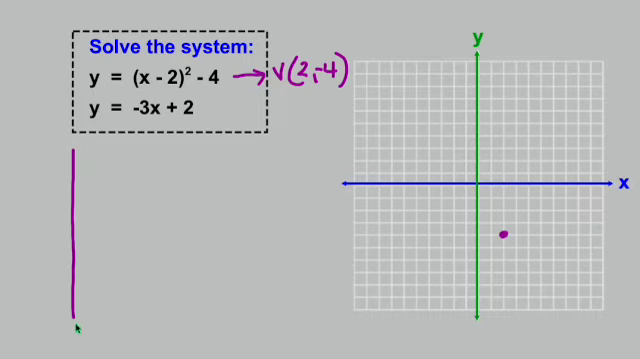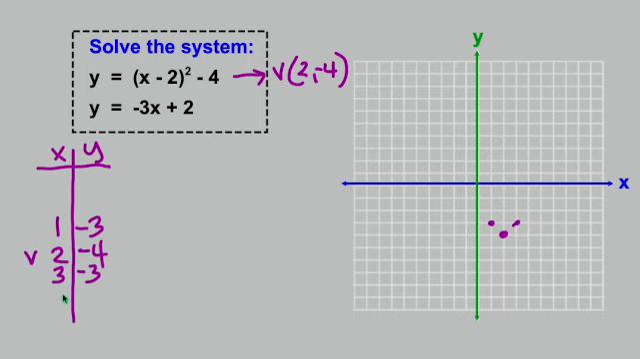I'm going to go ahead and make a t-table over here. And we know it's a parabola, so there's going to be some symmetry going on here. So what I mean by that is if we have symmetry, if we go one higher for our x and one lower, we should get the exact same value for y, and we will. So let's plug in a 3. 3 minus 2 is 1. 1 squared is 1. 1 minus 4 is -3. And you will get the same value there for 1. So I'm going to plot those points right here.